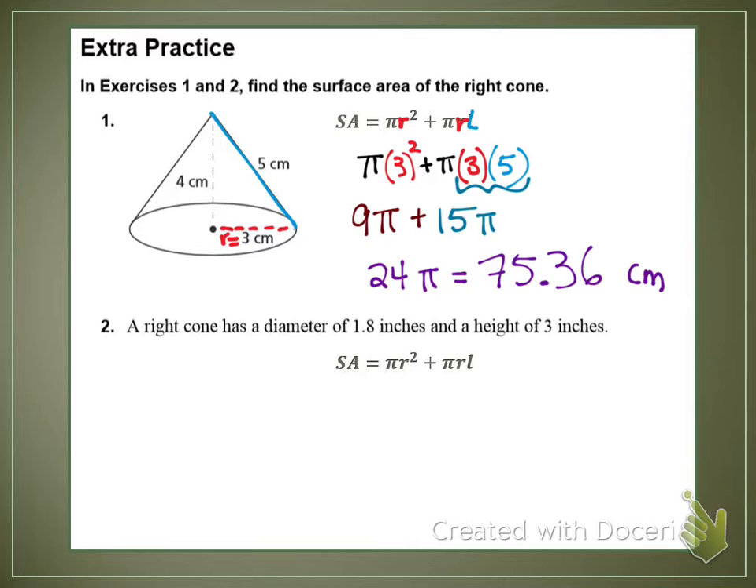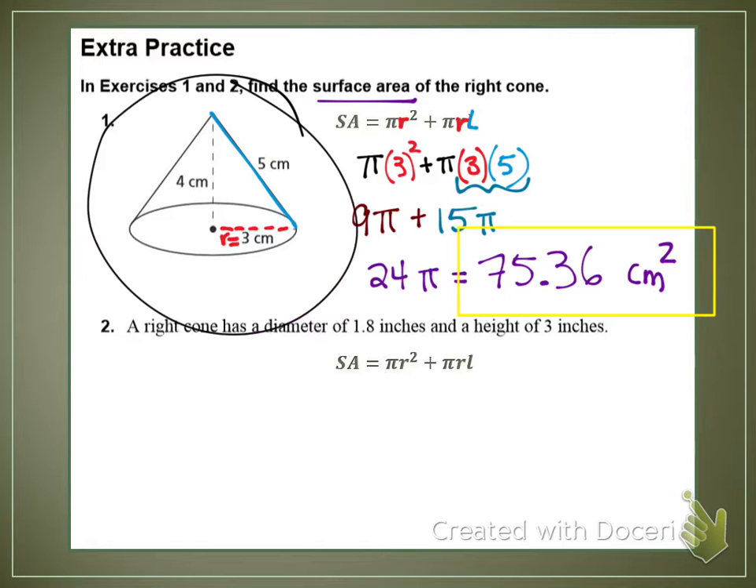Now look, we found surface area. So is it centimeters, centimeters squared, or centimeters cubed? It is centimeters squared. Correct. What kind of cone was this top cone? It is a right cone. It says so in the directions, but also the sides are 3, 4, and 5. That's the most famous Pythagorean triple, if you remember.